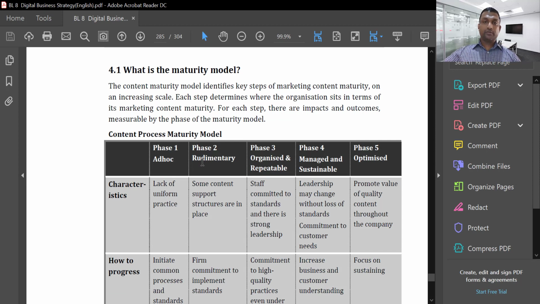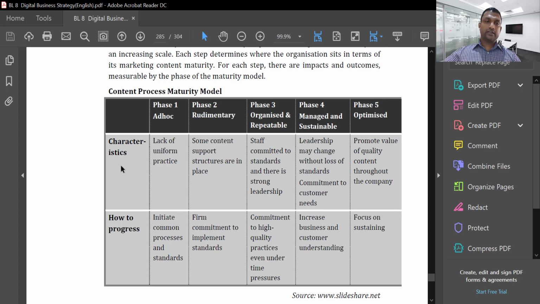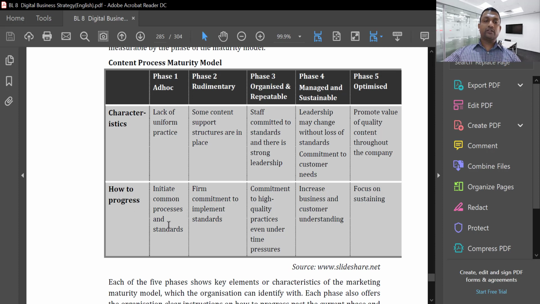So there are 5 phases in the maturity model, content process maturity model. So there are characteristics mentioned for each of the phases, and how to progress in each phase is mentioned. So if you look at phase 1, the ad hoc phase, the characteristic is there's a lack of uniform practice. There's no uniformity in the practice, and it's just ad hoc, right? And then in the second phase, it's rudimentary, where some content support structures are in place. It's rudimentary, it's not that much ad hoc, but a little bit better, and some content support structures are in place.